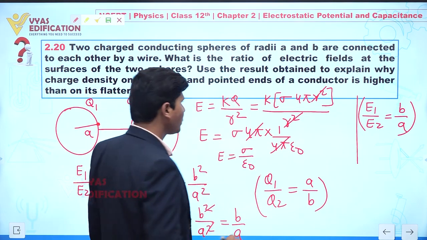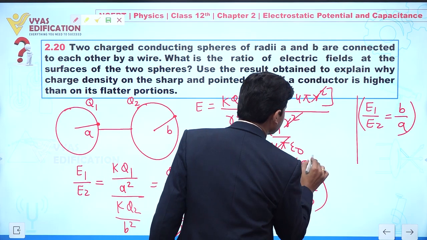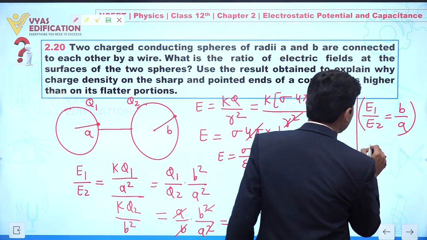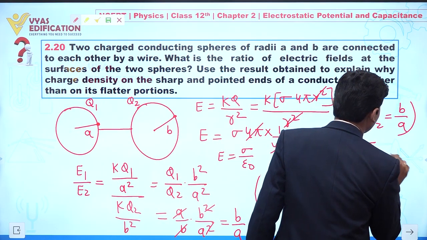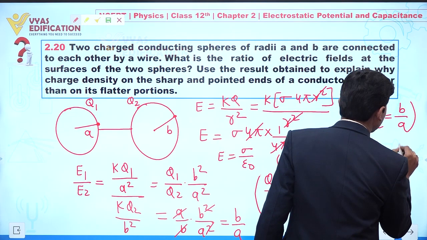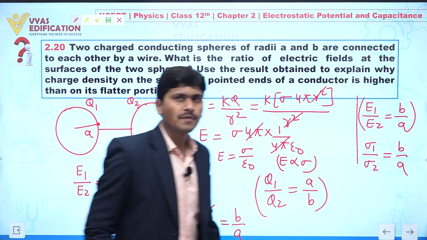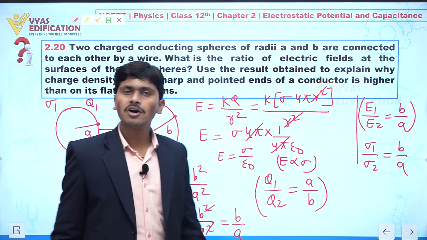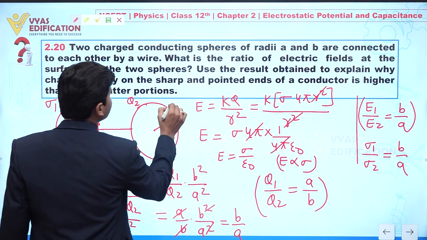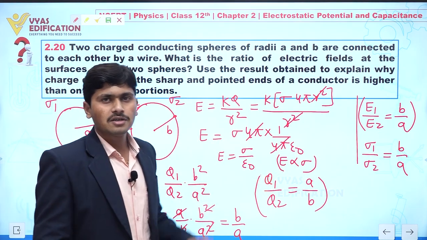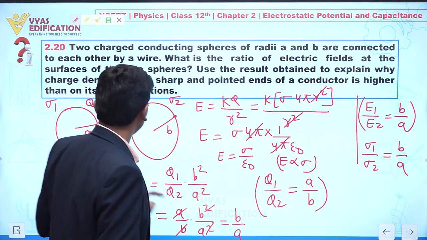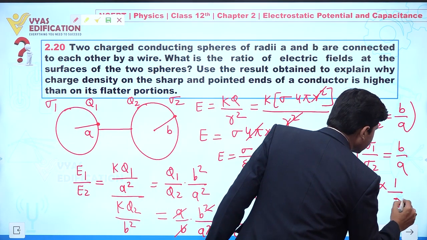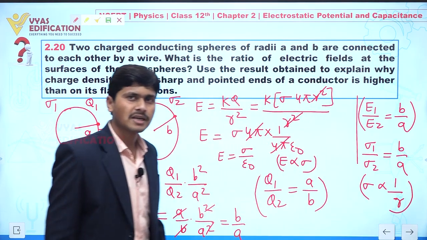From here you can also say E is directly proportional to sigma. So what I want to say is, you can also write sigma 1 by sigma 2 equals B by A, if we assume sigma 1 is the surface charge density of sphere number 1 and sigma 2 is the surface charge density of sphere number 2. So from here you can directly see sigma is inversely proportional to R.